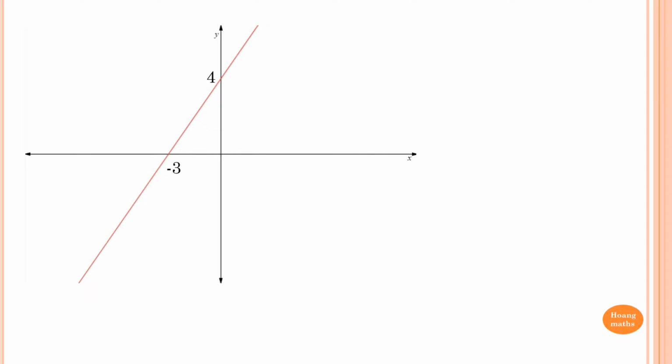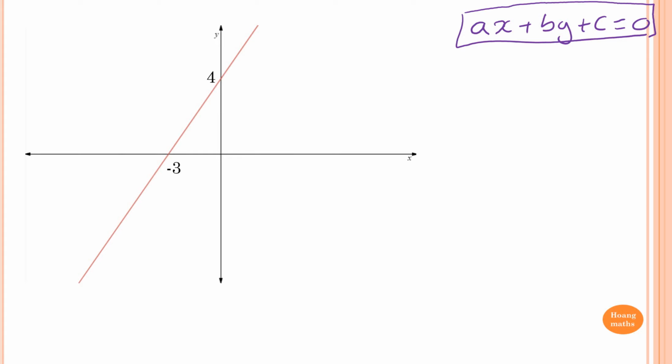Alright, last question. The question asks, find the equation of this line in general form. So first of all, the question asks you to write like this: ax plus by plus c equal to 0. You can't really write the equation straight in general form. The way to do this is first, you find the line in gradient-intercept form. That's how you do it. Okay, so then you convert into general form.